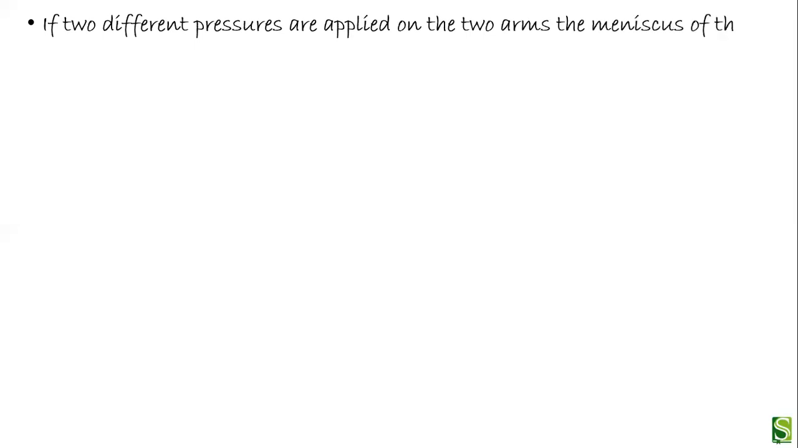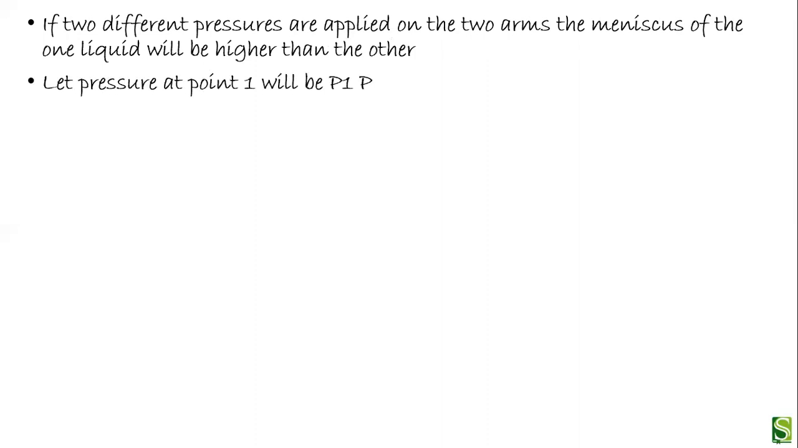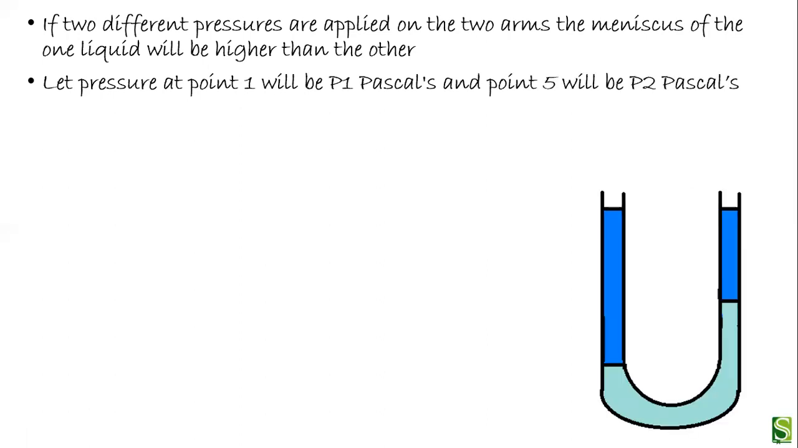If two different pressures are applied on the two arms of the manometer, then the meniscus of one liquid will be higher than the other. Let the pressure at point 1 be P1 pascals and at point 5 be P2 pascals. This is point 1, this is point 2, this is point 3, this is point 4, and this is point 5. Now let the pressure at point 1 be P1 pascals. Let the pressure at point 5 be P2 pascals.